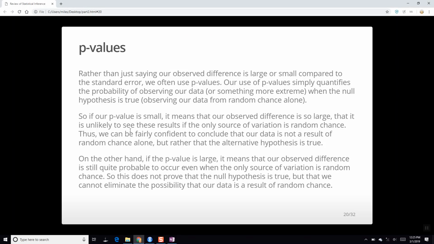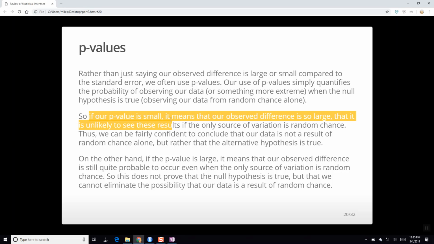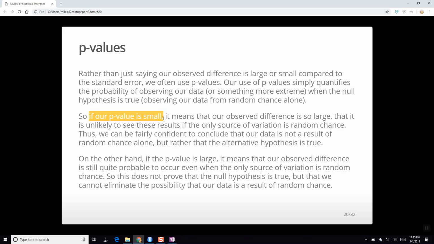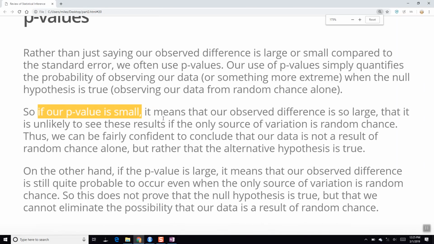Okay, so the scenarios are, if it turns out that the p-value is small, it means that our observed difference is so large that it is unlikely that these results were just because of random chance, right? And so we can be confident that our data is not just a result of random chance alone, but rather that the alternative hypothesis is true.